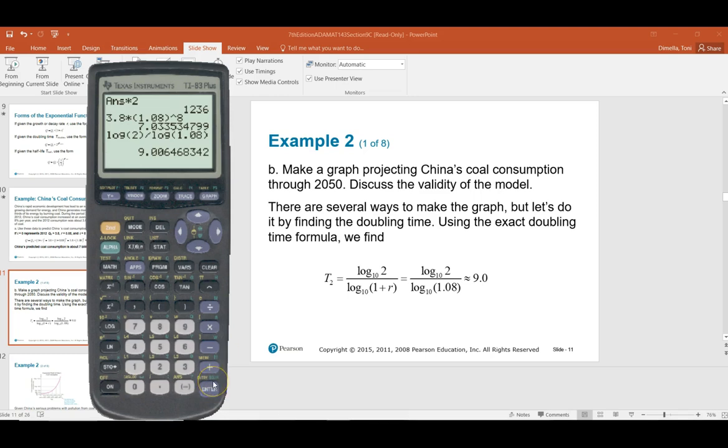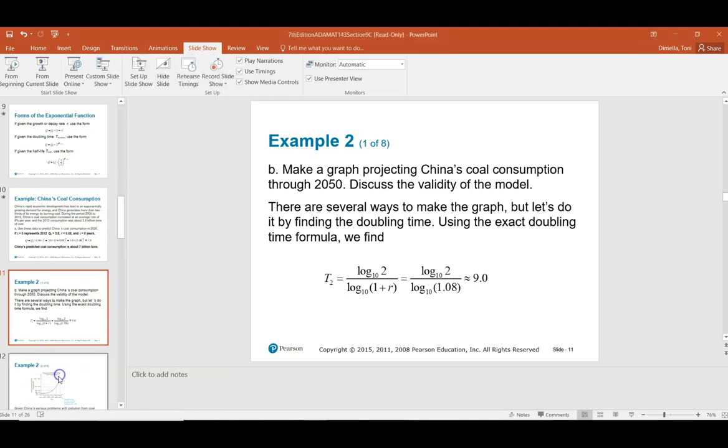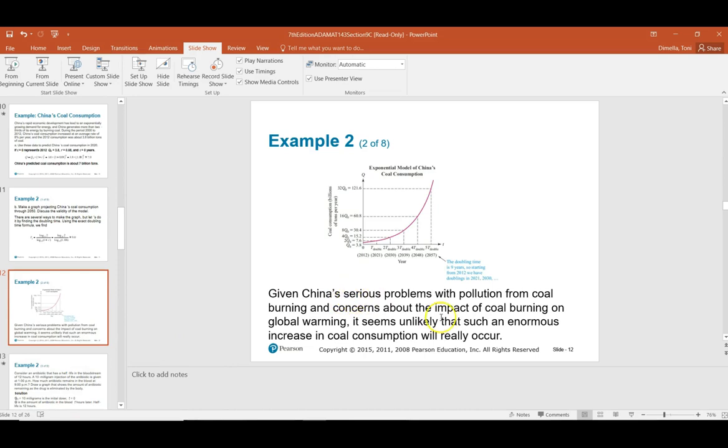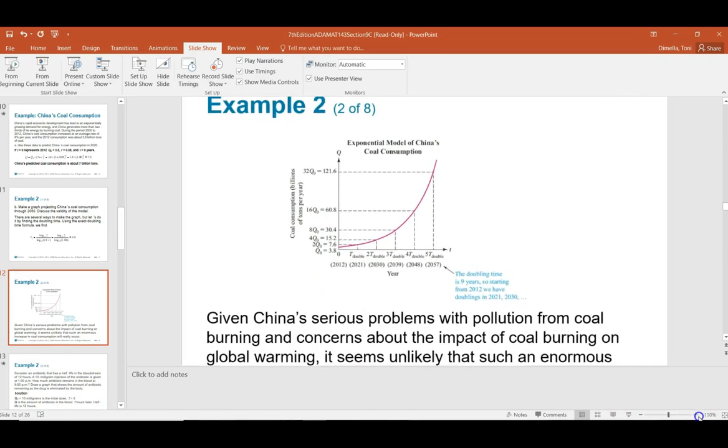So after 9 years, in 2021, it will be at 7.6. 9 years after 2021, so 2030, it will be at 15.2. And you can kind of keep going as far as you want to go. Make this a little bit bigger so that you can see the graph.